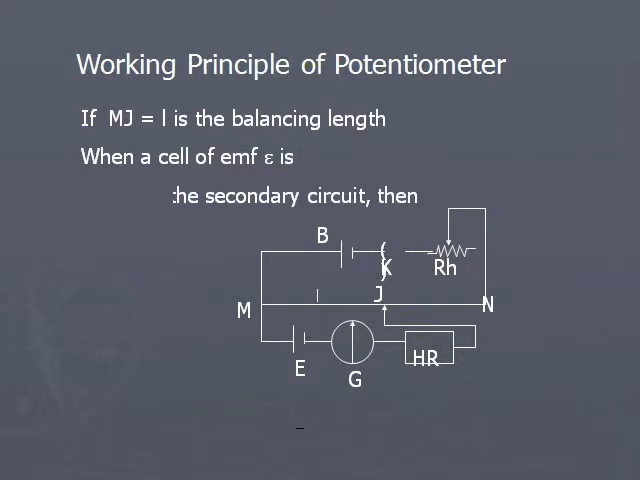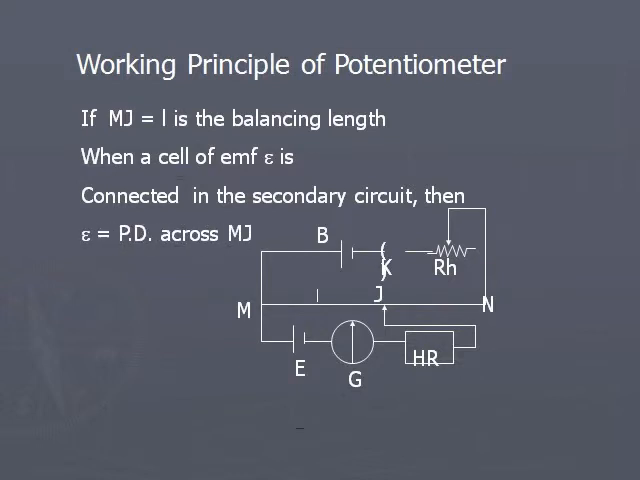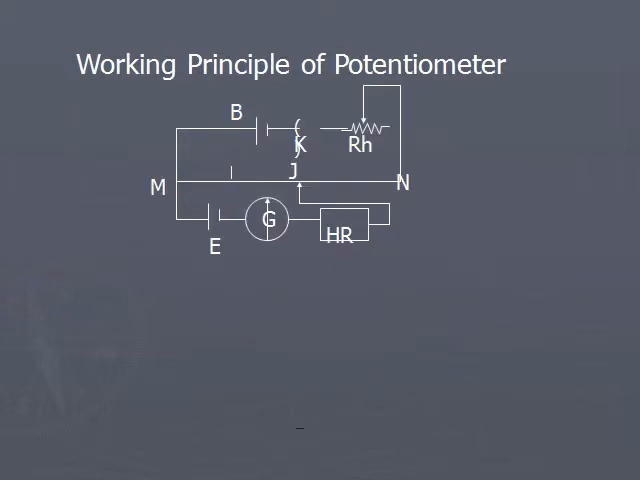This EMF is opposed by an EMF developed across Mj. The EMF of the cell E is opposed by the EMF created across Mj of the potentiometer wire. That is why the galvanometer shows zero deflection. If these two EMFs are not balanced, then a current flows in the galvanometer circuit and thereby a deflection will be shown by the galvanometer. Let us calculate the EMF developed across Mj.